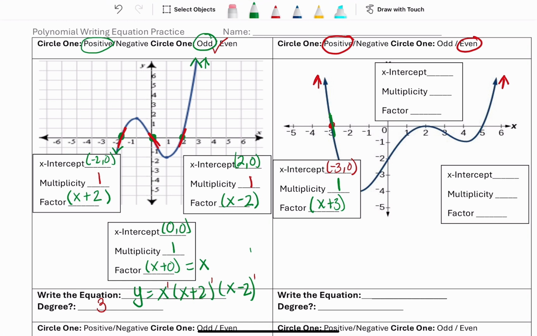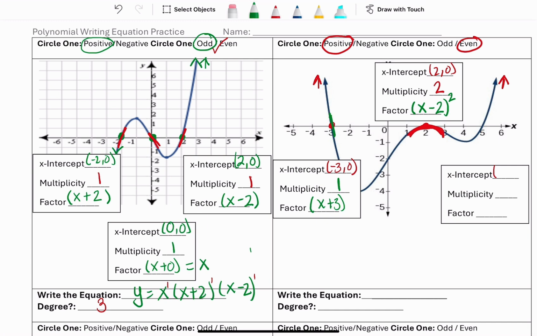Now we get into a different multiplicity. My next x-intercept is 2, 0, and this one bounces off of the x-axis. It makes that parabola shape, so that means it has a multiplicity of 2. Since it has a multiplicity of 2, when I make my factor, I have to put an exponent of 2. So this is going to become x minus 2 squared, because it's hitting the x-axis twice.